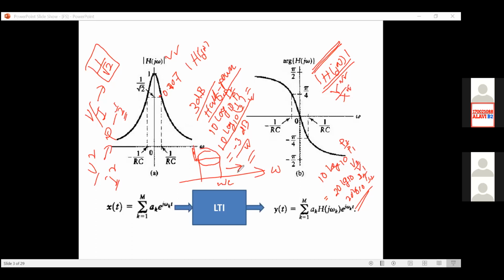But practically, you will not have any filter of this type. What do you need to do? We have to design a filter. That filter can have a transfer function something like this, or even something like this, which you have seen in the case of your RC circuit.